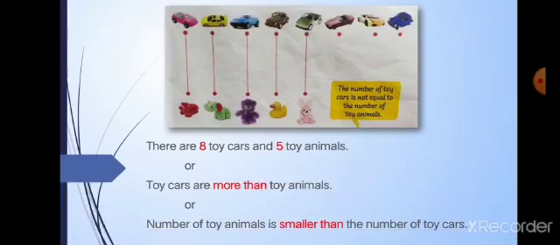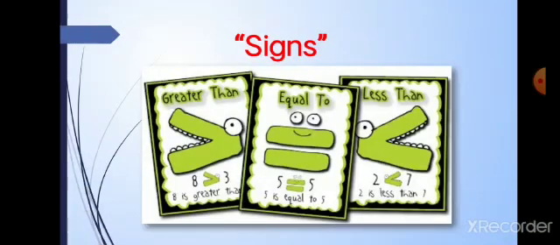So have a look at the signs for comparing numbers. I hope these faces are familiar to you. Yes, these are alligator faces. This alligator shows the greater than sign. This alligator is the equal to sign. When we say two numbers are equal, then we put this sign. And the third sign is the less than sign. This is also an alligator face.